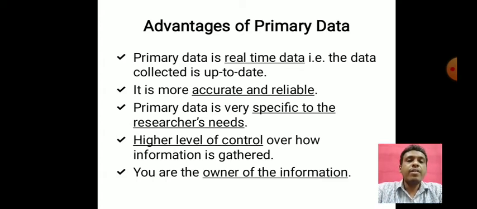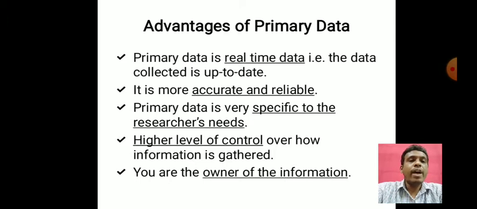Then the third advantage is that it is specific to the researcher's need. You are collecting the data because you have a research problem, and you will collect data which is very specific or relevant to your problem. So primary data is always very specific to the researcher's problem.